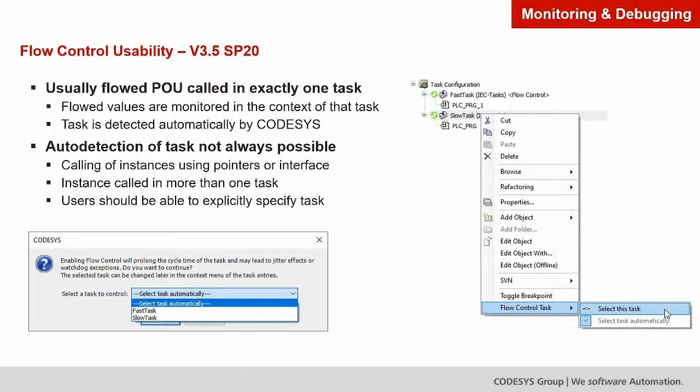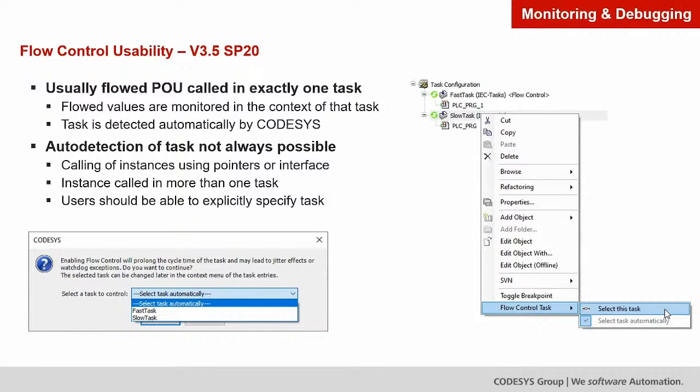Another feature more related to monitoring and debugging is flow control in CODESYS. Flow control allows you to open a POW and see the changes of values like in monitoring, but the actual values as they change during the execution of the POW in a certain task. Usually a POW is only called in exactly one task, and CODESYS is able to determine automatically in which context or in the context of which task the flow control should be executed.